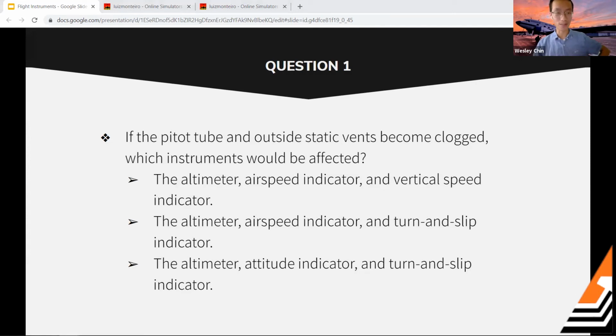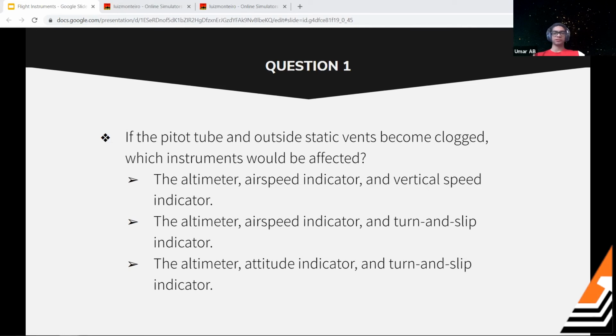First question, if the pitot tube and outside static vents become clogged, which instruments will be affected? First option is altimeter, airspeed indicator, or VSI. Second is altimeter, airspeed, and turn slip indicator. And the last one is altimeter, attitude indicator, and turn slip indicator. Does anybody know the answer to this one here?